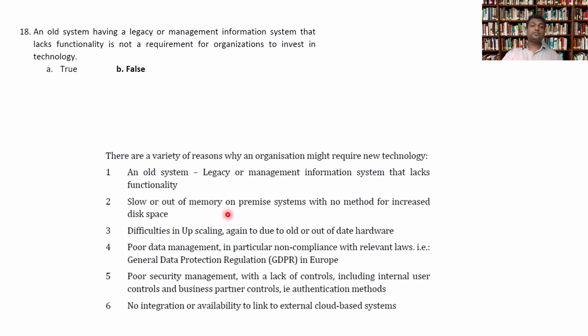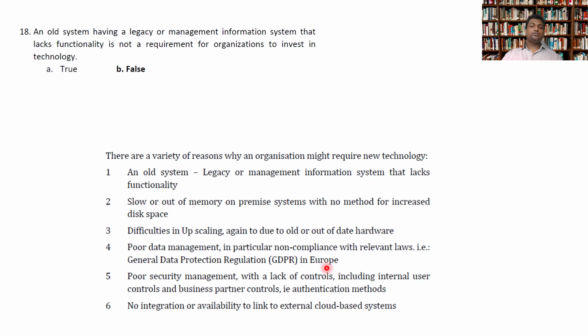Slow or out of memory systems with no method for increased disk space. So if you don't have enough space or memory or even processing power, then you have to upgrade. Difficulties in upscaling, again due to old or out of date hardware. So after many years, for the new requirements or the new capacity, you can't upgrade after a certain time because the device doesn't support it. So the fourth one, poor data management.